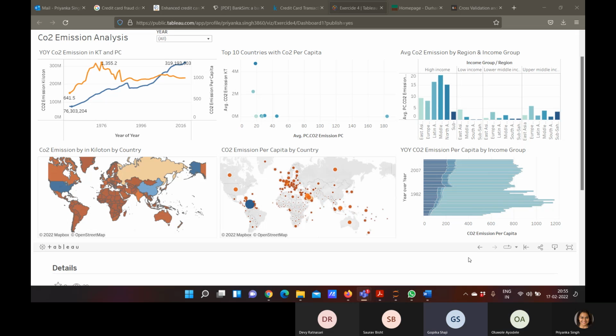Thank you, David. Now, the last plot is a stacked bar chart. We plotted carbon dioxide emission per capita for different income groups in each year. We can see that the carbon dioxide emission reduced over the years, and it was highest for the high income group and least for the low middle income group.